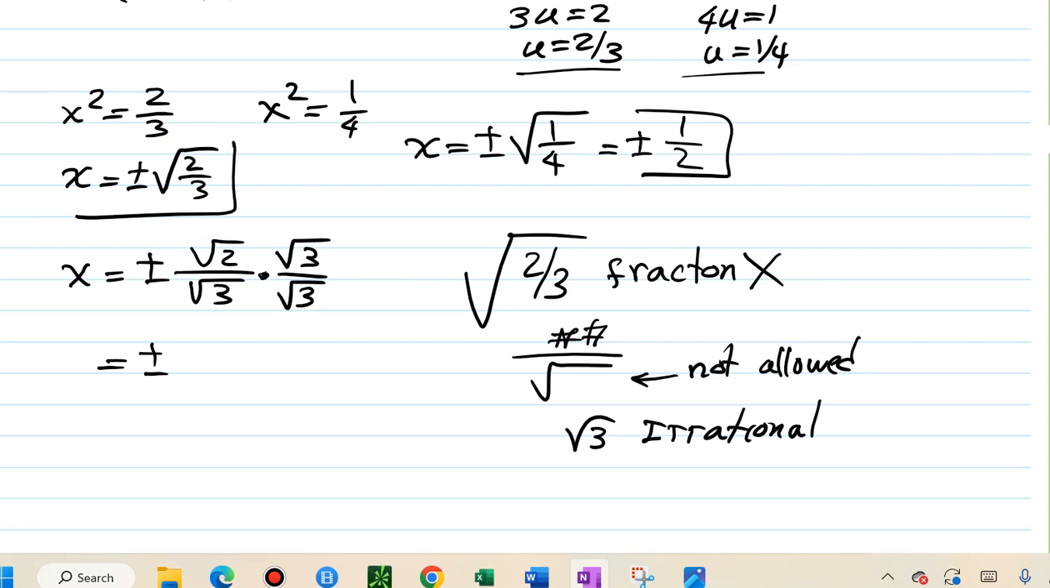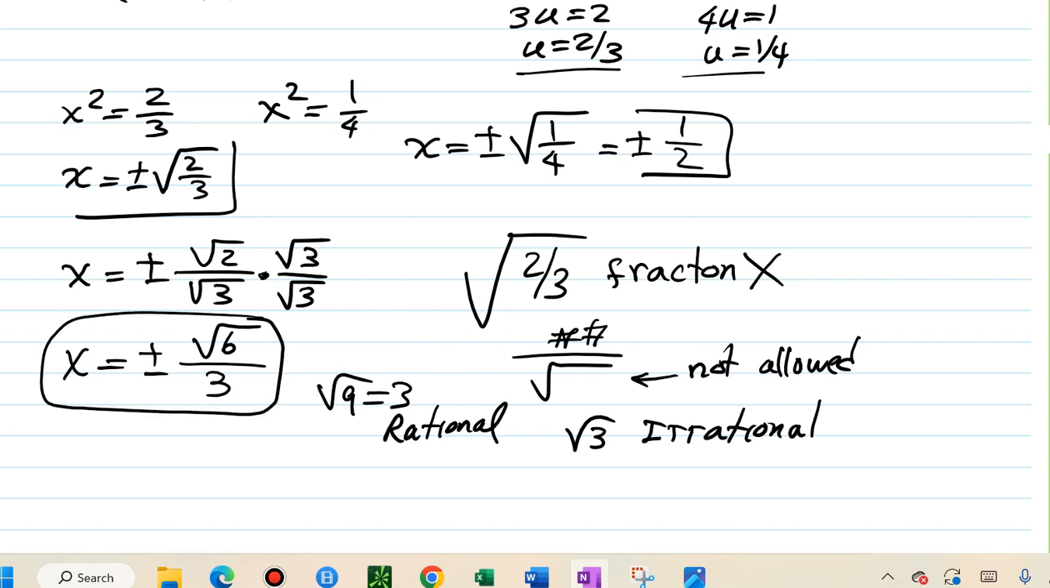And when I multiply top and bottom by root 3, 2 times 3 is 6. Root 3 times root 3 is just 3, because the square root of 9 becomes 3. And this is now rational. In other words, we rationalize the denominator. And that we have to do because, by convention, that's what the mathematicians have agreed to.